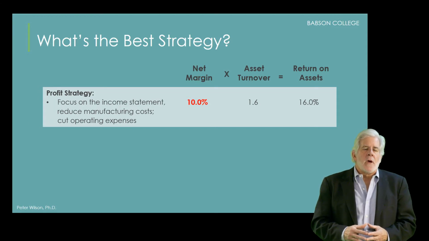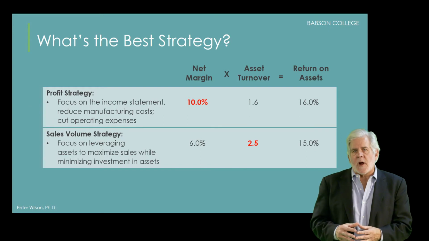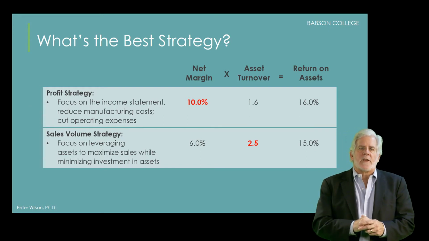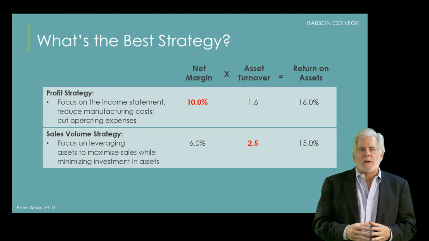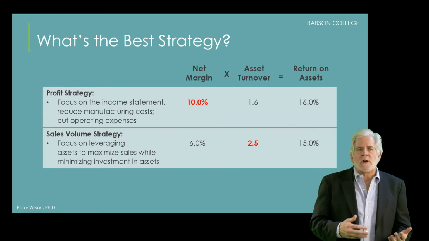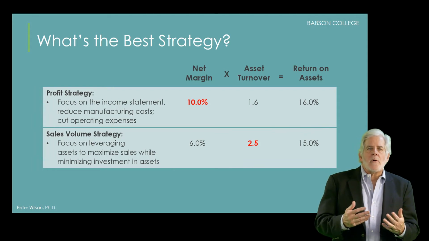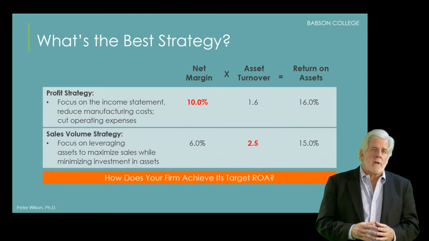Or they could pursue more of what I'll call a sales volume strategy by trying to drive sales while limiting capital investment, hoping to get asset turnover up into the 2 to 2.5 range. If this could happen, then they would only need to drive net margin up into the 6% to 7.5% range. Think about what this would mean for a boat manufacturer like NEBCO. Think about what it would mean for your company.